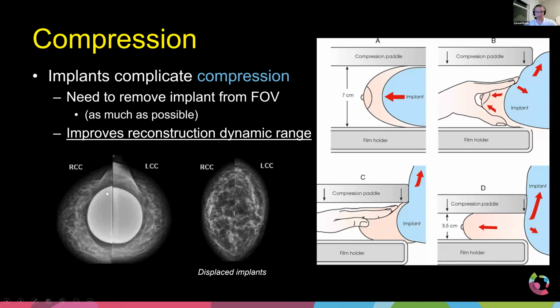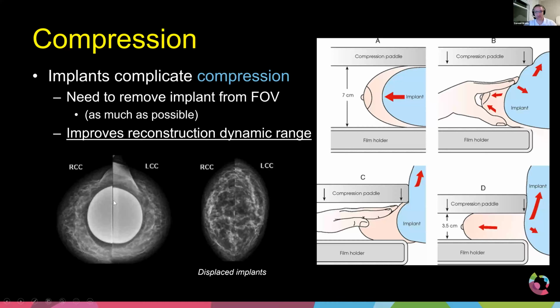When you image the implant, obviously it's going to change the dynamic range of the grayscale. This is fluid filled, silicone, whatever. But the point here is it's going to attenuate a lot of photons, and so this is very white. And it's going to change that dynamic range, so there's less grayscale here in the breast.